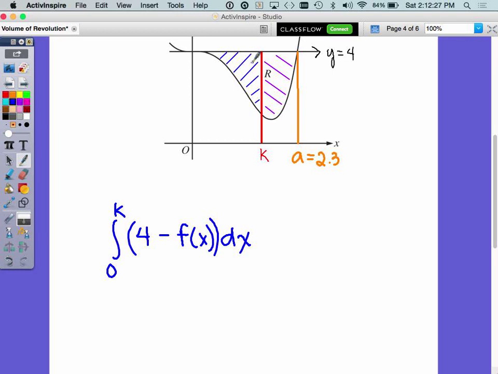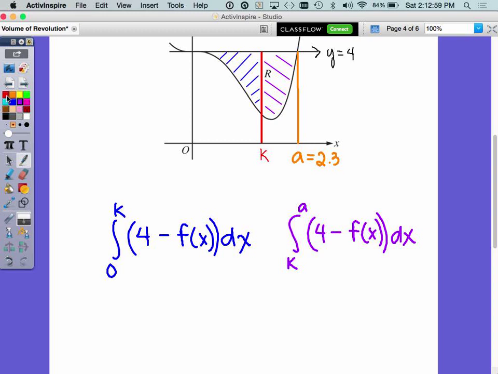If I now look at the purple area, the area of this side, that's going to be, again, the integral from left to right, which in this case, we're going from k over to a, which is 2.3. And again, it would be my top function, which is still 4, minus my bottom function, which is still f of x, and again, with respect to x. So this in purple would give us the area of the purple region. This part in blue would give us the area of the blue region.